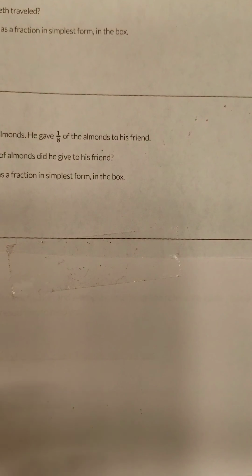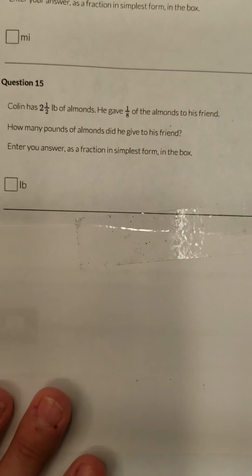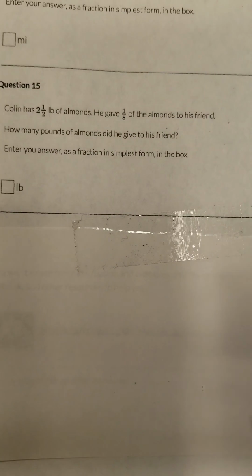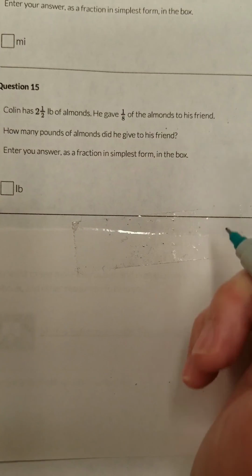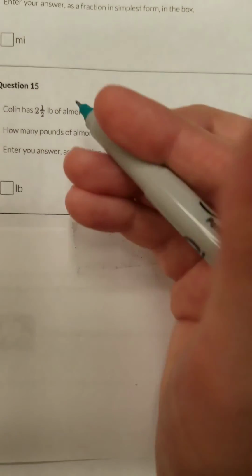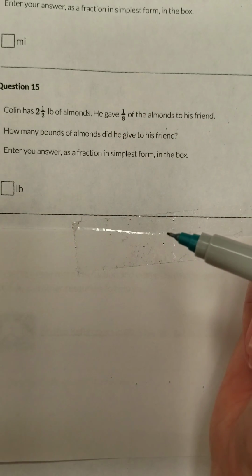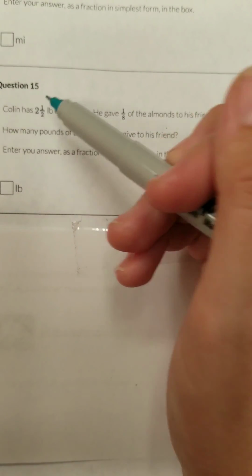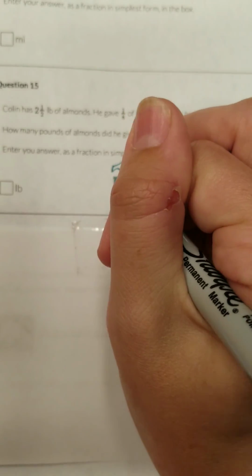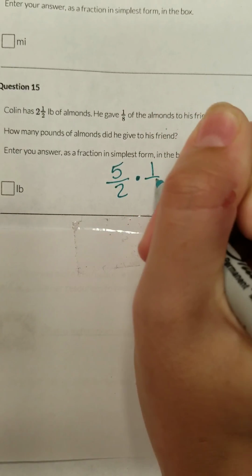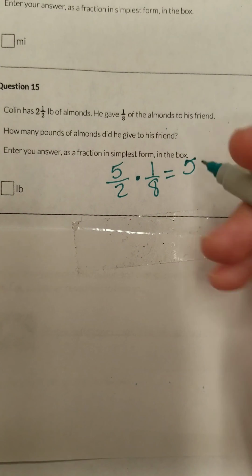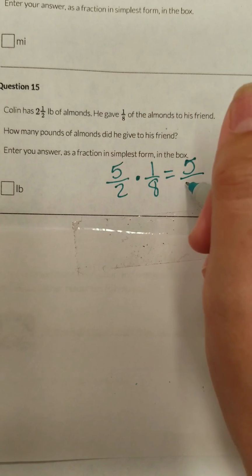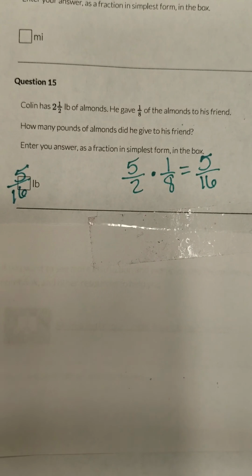Okay, now we've got number 15. Colin has 2 1/2 pounds of almonds. He gave an eighth of the almonds to his friend. How many pounds did he give to his friend? So I'm going to change 2 1/2 to an improper fraction. 2 times 2 is 4, plus 1 is 5, times 1/8. So I'm just going to multiply across the top. 5 times 1 is 5, and 2 times 8 is 16. So he gave them 5/16 of a pound.